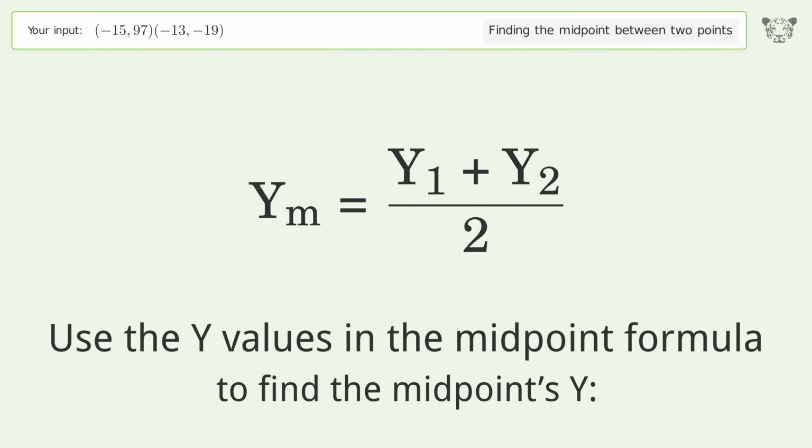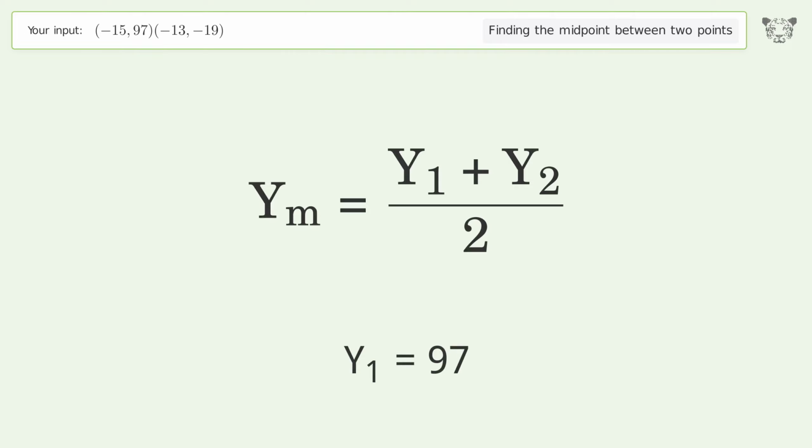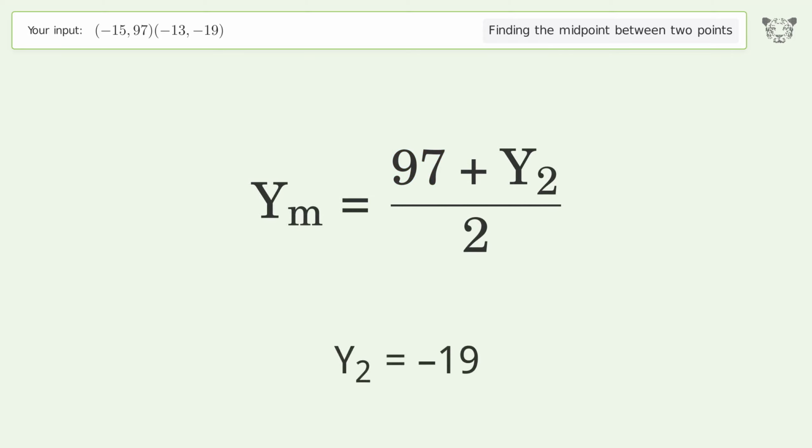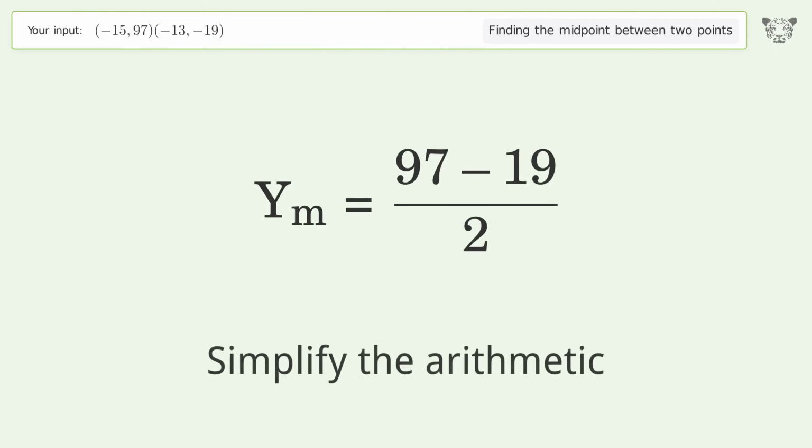Use the y values in the midpoint formula to find the midpoint's y. y1 equals 97. y2 equals -19. Simplify the arithmetic.